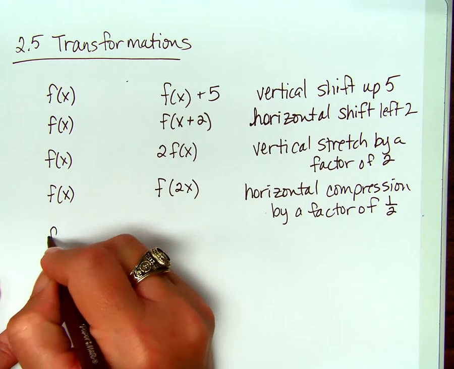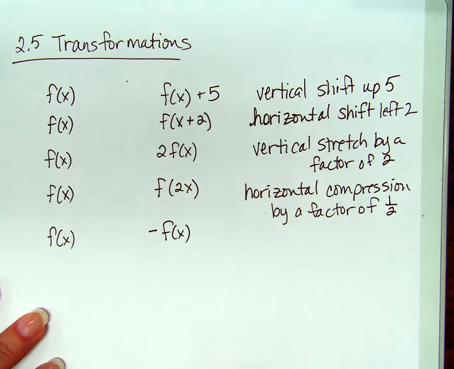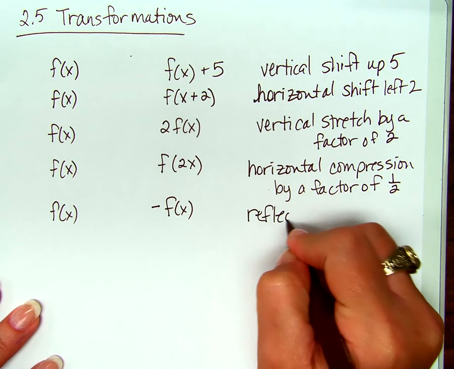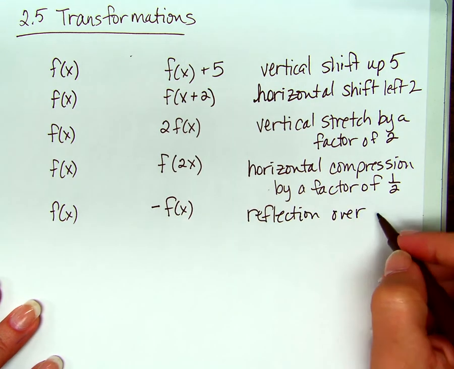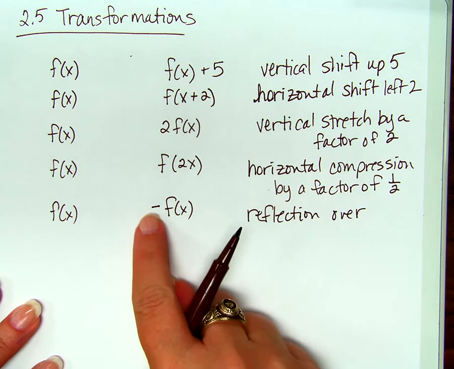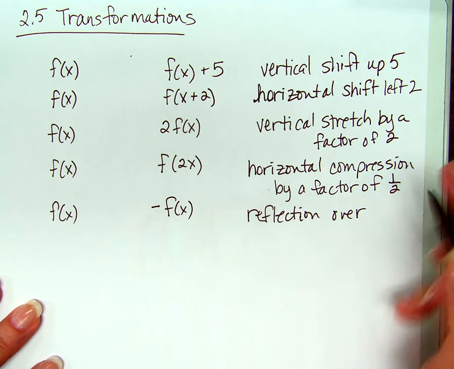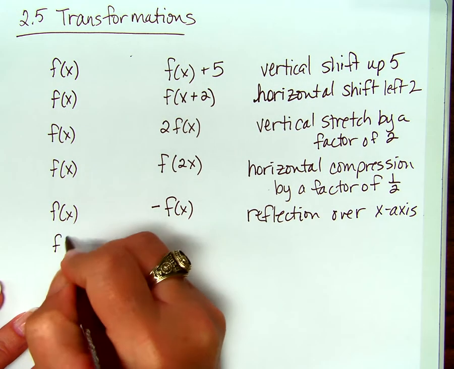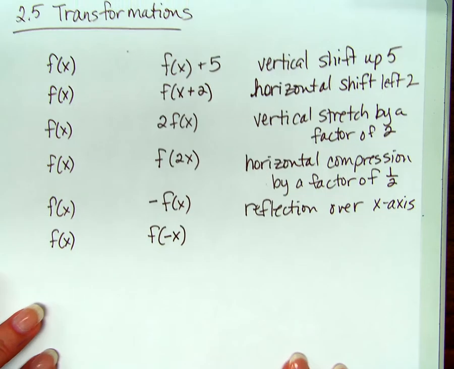Okay, what about this? We start with this function and then we're given negative f of x. Reflection. Over or across which one? It's outside, so that it causes a vertical change. X-axis, right? X-axis. So if we start with f of x and we get f of negative x, what is that then?